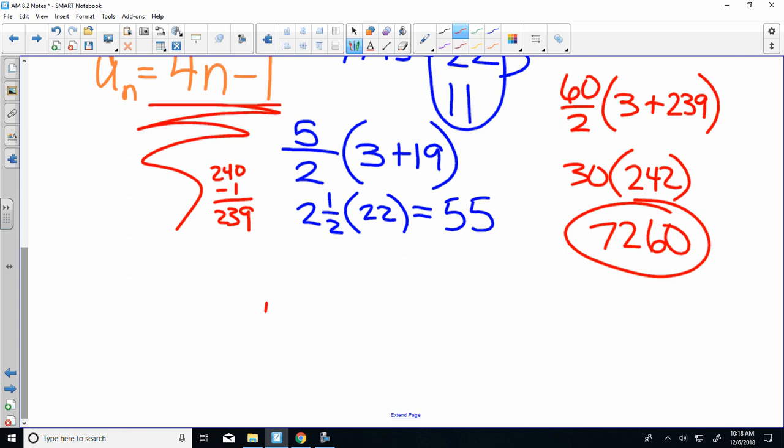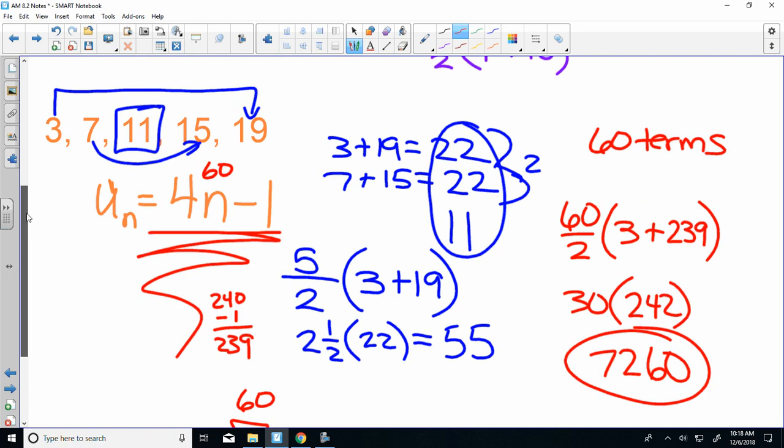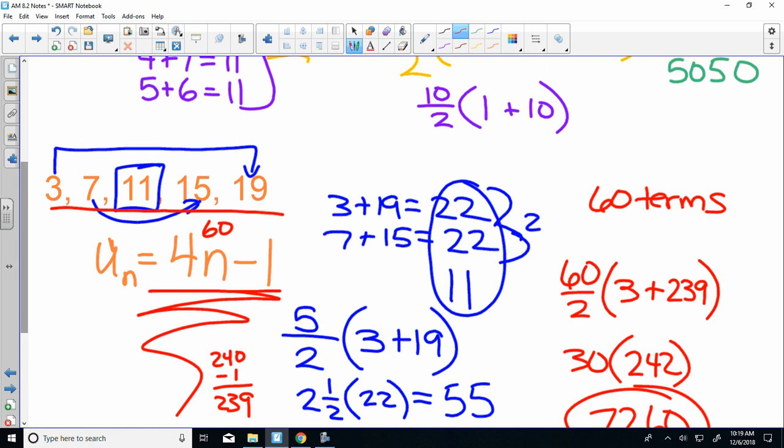And if you were going to write that in summation notation, it would be n equals 1 to 60 for 4n minus 1. So if you can figure out the first term and the last term and the total number of terms you have, you can find the sum. It doesn't matter how many there are. Or if you want to, when it's something short like this, you can just add them all up. So that is what an arithmetic sequence and an arithmetic series looks like, and what section 8.2 is all about.